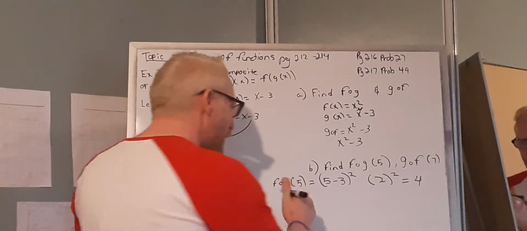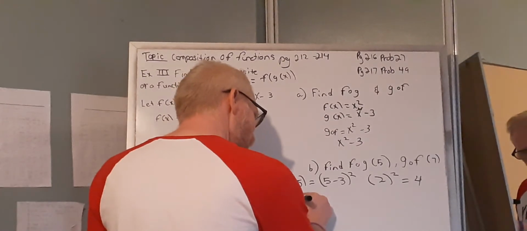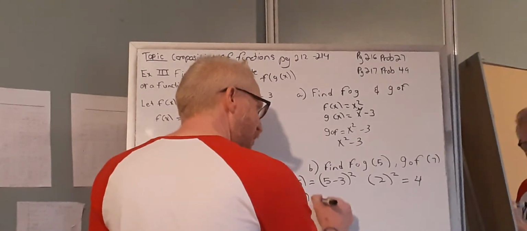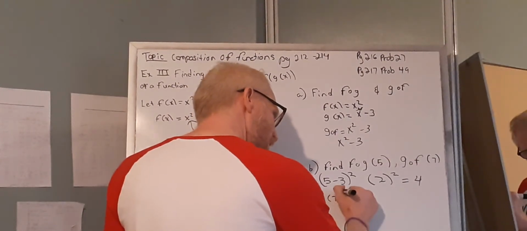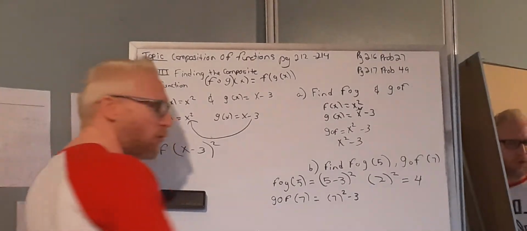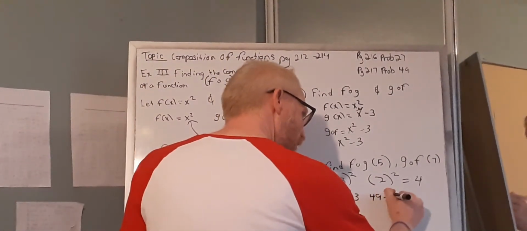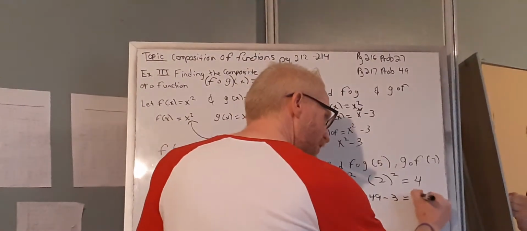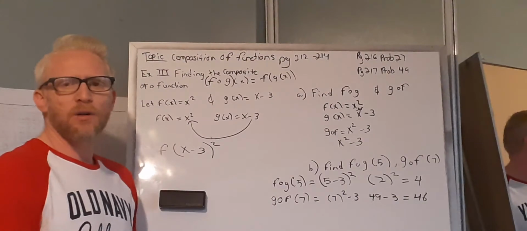We're going to do the same thing now for g of f, but now we're going to say 7. So g of f of 7 is actually saying 7 squared minus 3. Again, we use order of operations. Our exponents go first, and that would be 49 minus 3, which equals 46. And that's it. That's how hard that example is, guys. It's done.